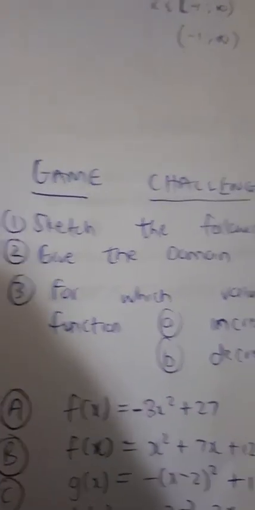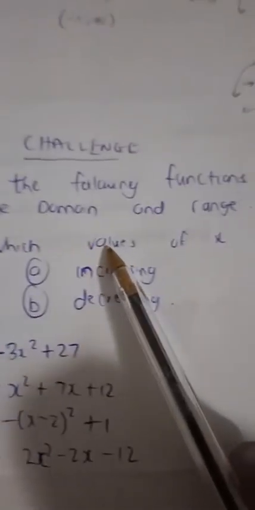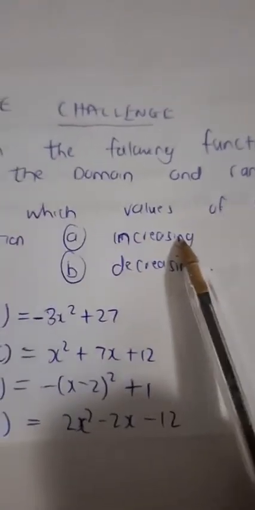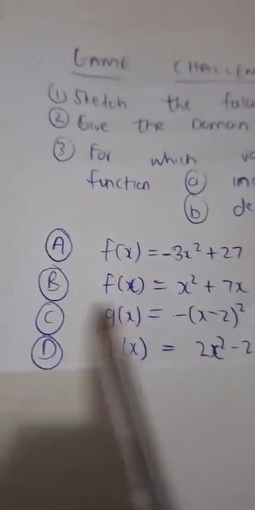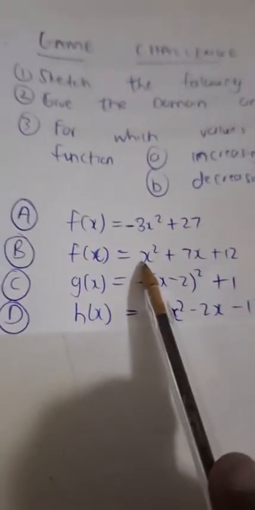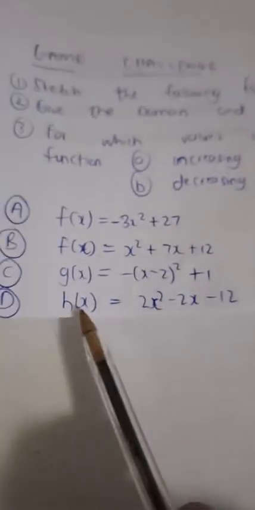Like I said, the first question says sketch the following functions, label your x-intercept, y-intercept, turning point, and axis of symmetry. And you are sketching each function individually. After you sketch each function individually, you give the domain and the range of each function. Then 3, you answer the question for which value of x is that particular function increasing, and then where is it decreasing. So you answer all these questions for each function. You sketch this function, you answer the question. You sketch this function on a separate axis, you answer the question. You sketch the function, you answer the question, and you sketch this function, you answer these questions.